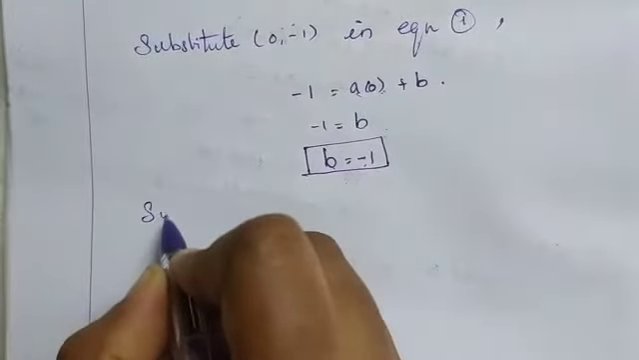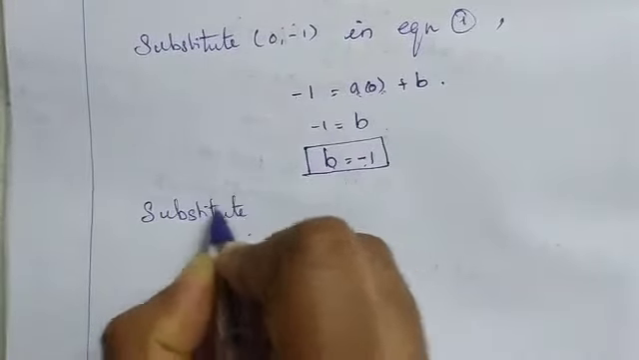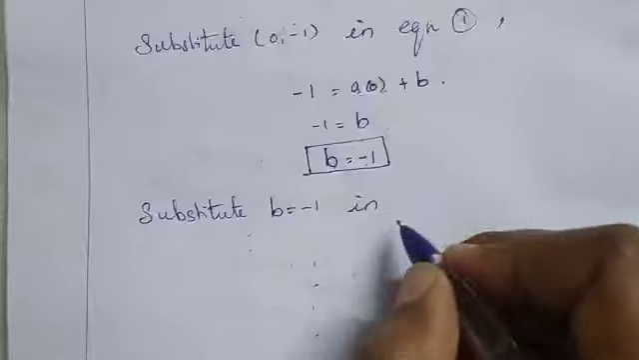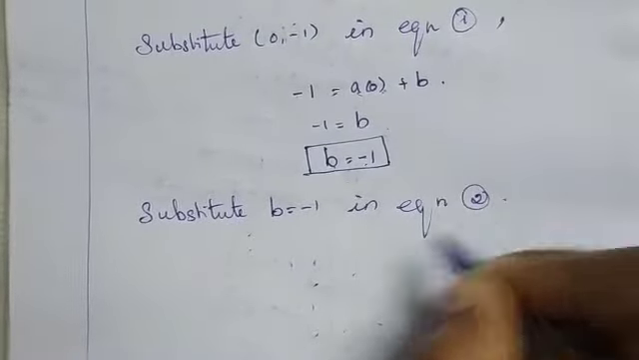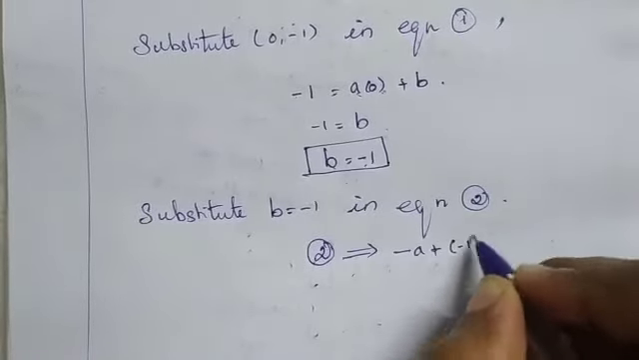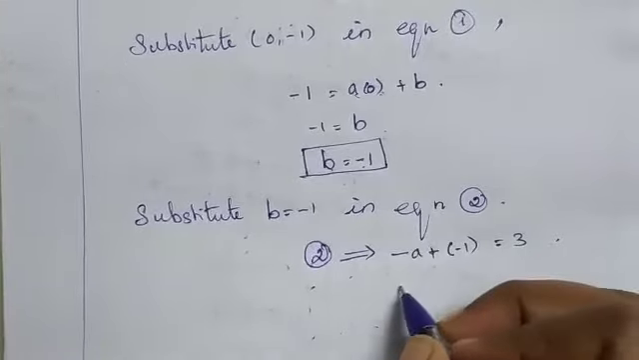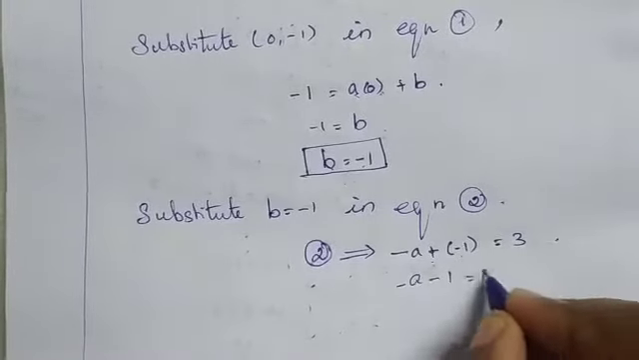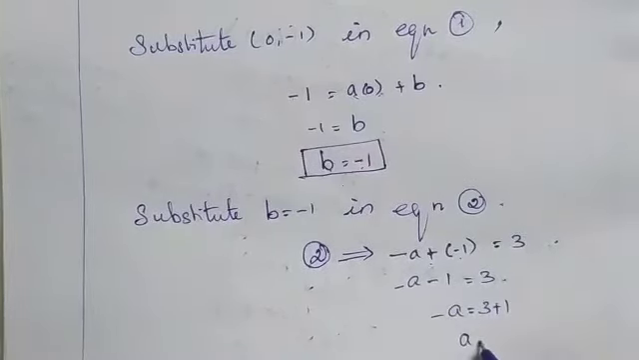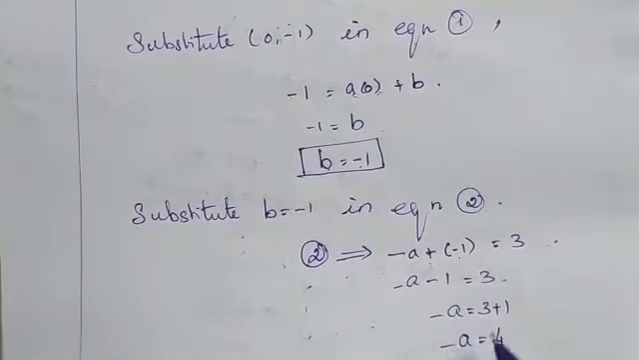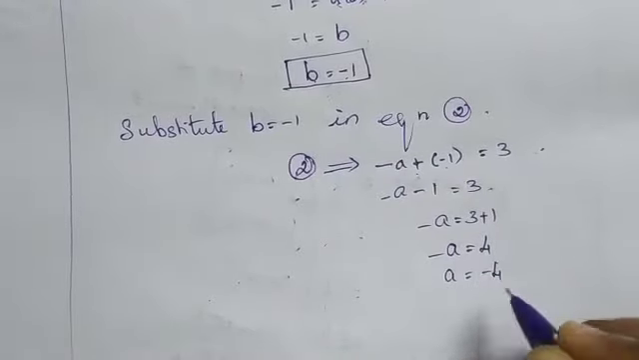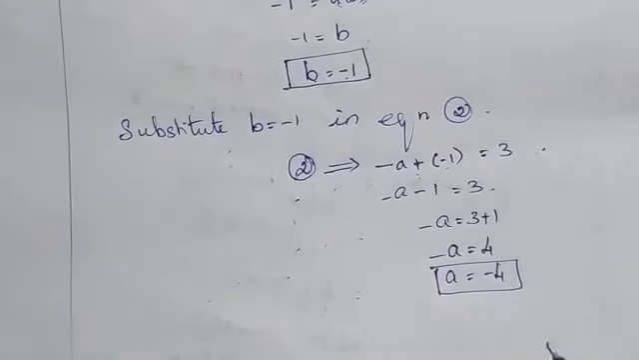Using this, that is b is equal to minus 1 in equation 2. What is equation 2? Minus a plus b is equal to 3. In the place of b, substitute minus 1. Minus a plus into minus 1 is equal to 3. Take this to the right side, that is minus a is equal to 3 plus 1, minus a is equal to 4. Therefore, now multiply with the minus. Here plus a, here minus 4. The value of a is minus 4.